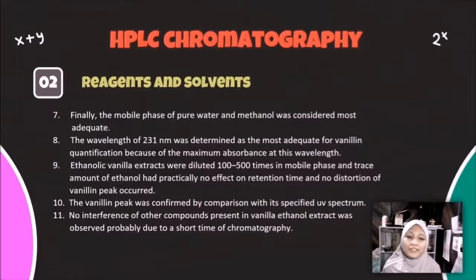The wavelength of 231 nanometer was determined as the most adequate for vanillin quantification because of the maximum absorbance at this wavelength. Ethanolic vanilla extracts were diluted 100 to 500 times in mobile phase, and the trace amount of ethanol had practically no effect on retention time, and no distortion of the vanillin peak occurred. The vanillin peak was confirmed by comparison with the specified UV spectrum. No interference of the other compounds present in the vanilla ethanol extract was observed, probably due to the short time of the chromatography. So that's all from me. We will go to the next part.